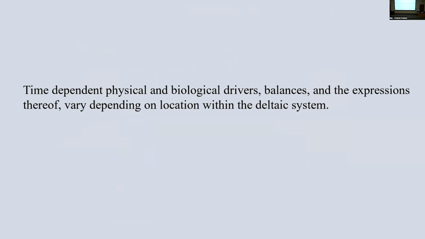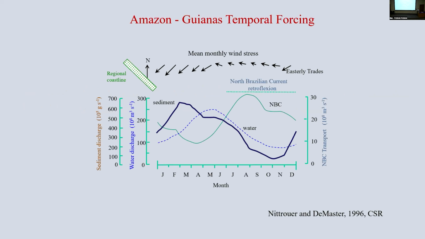So one of the take-homes I'd like you to get is that parts of the system really respond to forcing, temporal forcing, differently. Okay, it's just not a uniform response to, oh, you push here and everything responds. Part of it responds and part doesn't. And so it really varies. The response you see to different forcing functions depends on where you are in the system. So I want to start with the Amazon Guiana system.